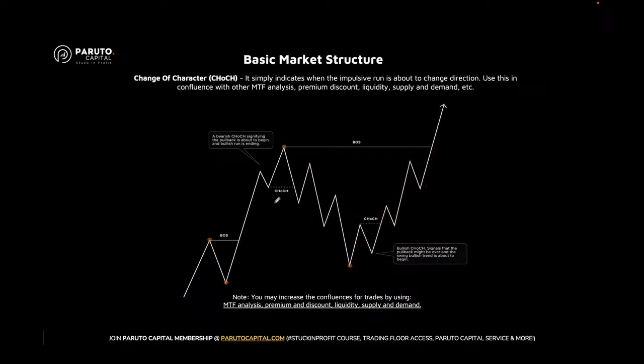So this is basically how the change of character informs us that the trend is about to change. Either a rallying market is about to slow down for a pullback, or the pullback is over, and then the market is about to continue its previous trend. So the change of character is a very important concept that I think you should take note of, right?